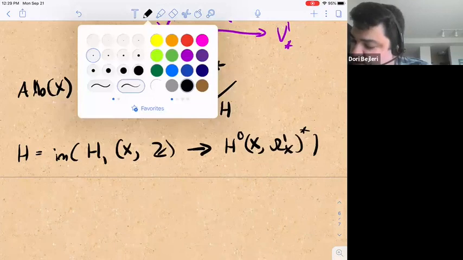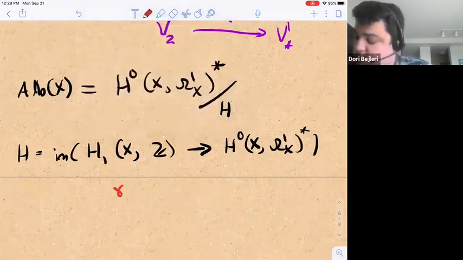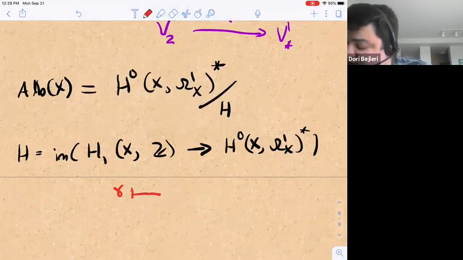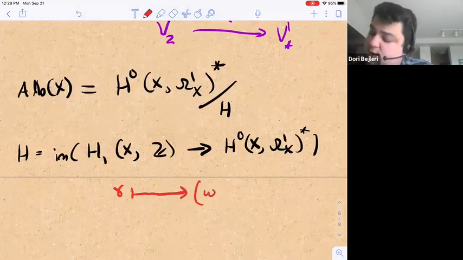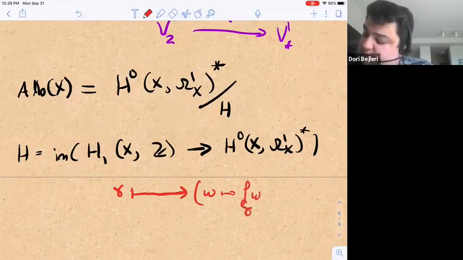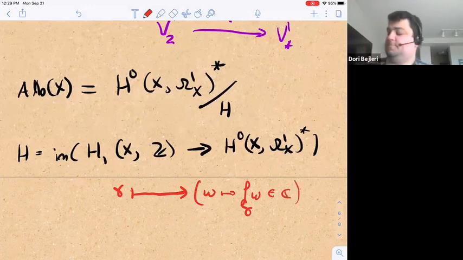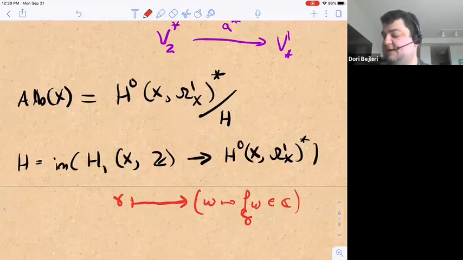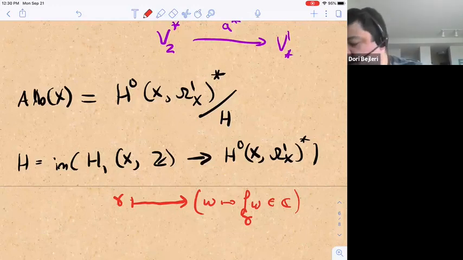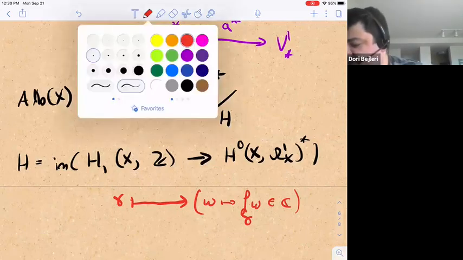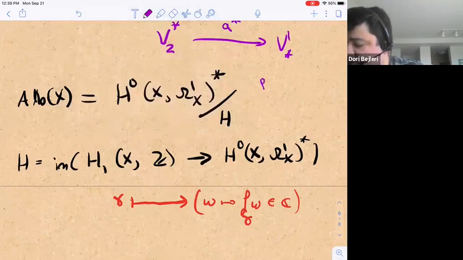Well, we take a cycle gamma, and we send it to the functional that takes in a differential omega and maps it to the number, the integral of omega over gamma, which is some complex number. So that's this map. That gives us a lattice inside of H0 of omega 1 dual. So we can take its quotient. This gives us an abelian variety. And then the polarization comes from Hodge theory, which I won't say more about.